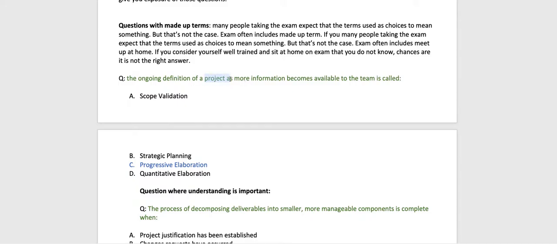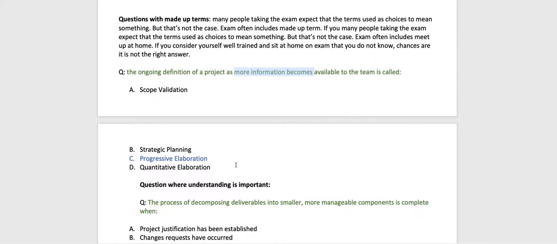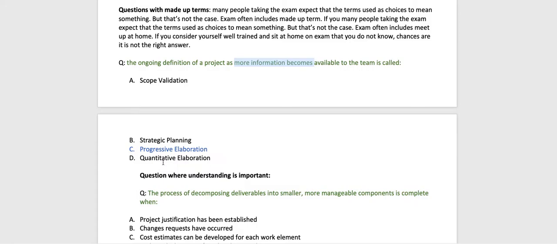It is saying the project is moving, it's ongoing, and more information is coming. Obviously, if more information is coming, what do you call that kind of process? It would be progressive elaboration. It can't be quantitative because they're not talking about numbers at all. It can't be scope validation because the scope validation has to be done by the stakeholder. In this question, D is not even a real answer.